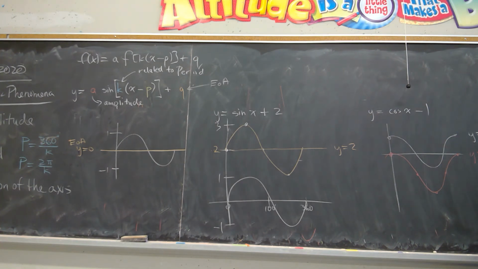And what will be the equation of the axis? Negative 1. And of course, what would be the minimum? Negative 2. See? The problem solving. It still has the same amplitude of 1, but it's just been shifted down vertically. No compressions or anything like that.